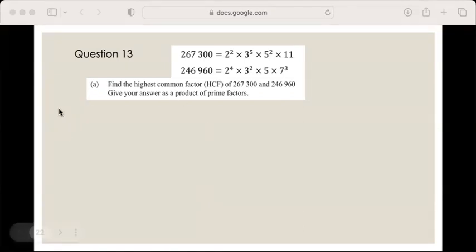Right, but if you can see here, the question says, give your answer as a product of prime factors, right? So you just have to give the answer as a product of the prime factors. That means you don't really have to write the whole answer here in this case. All right, anyway, give it a try.